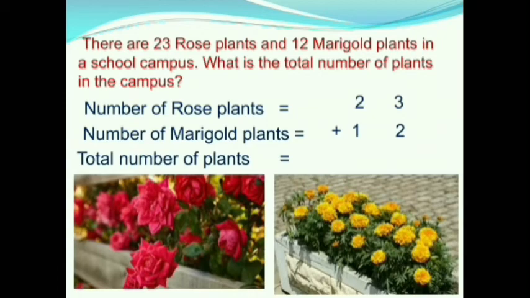Now we should find out the total number of plants. First we should add the digits in the units place. They are 3 and 2. 3 plus 2 is equals to 5. So we will write 5 in units place. Next we should add the digits in the tens place. They are 2 and 1. 2 plus 1 is equals to 3. So we will write 3 in tens place. Therefore, total number of plants in the school campus is 35.